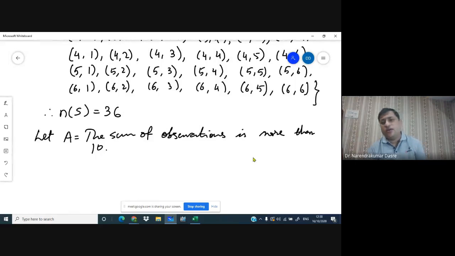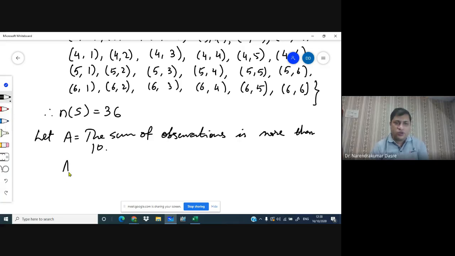Here the word is written more than 10, so it is strictly more than 10. If you have 10 and more than 10, then we would have included this 10. But here it is given that it is strictly more than 10. So we have A is equal to. What are the observations you will have in A?